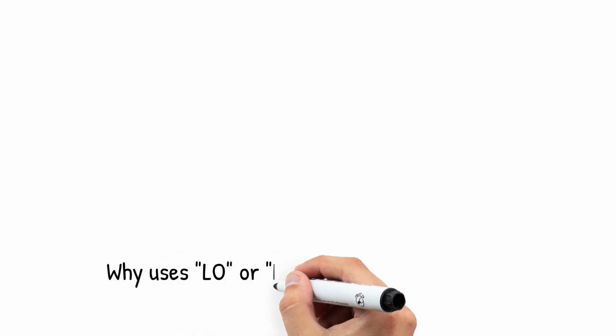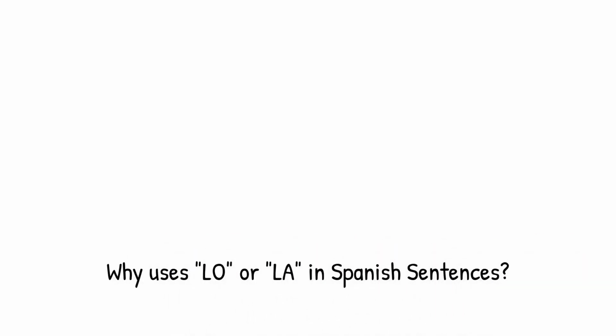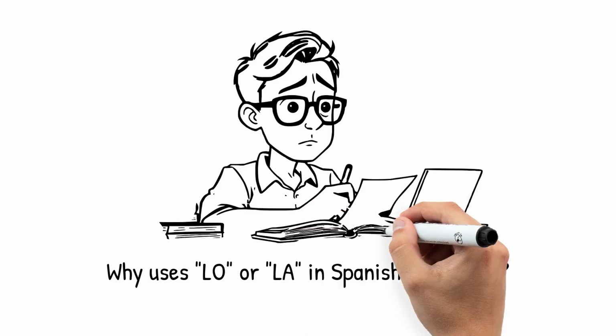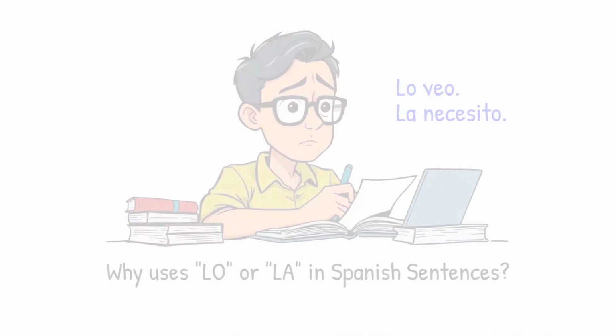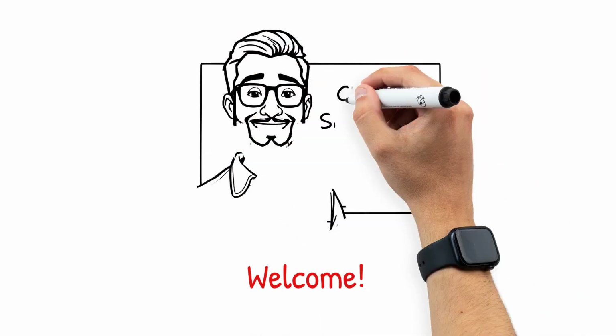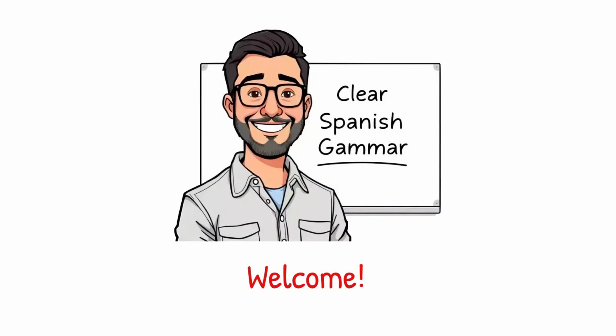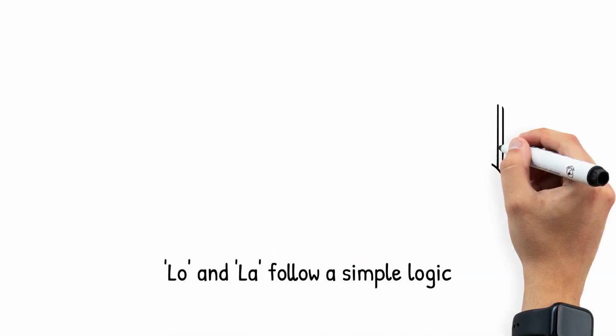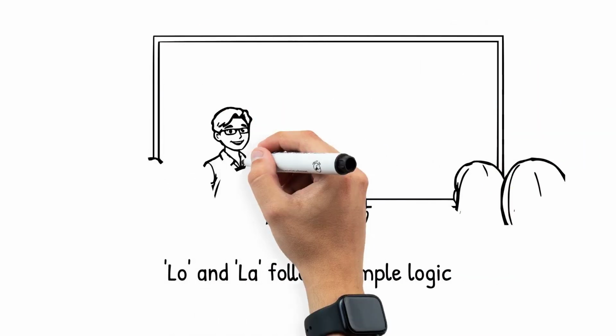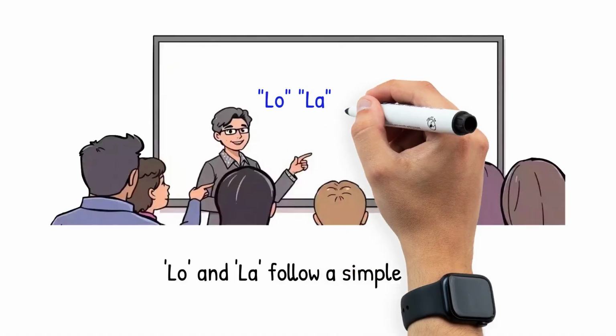If you see Spanish sentences like lo veo, la necesito, and your brain immediately asks, wait, why lo? Why la? You're not alone. I'm Andres, and in Clear Spanish Grammar, I help beginners understand Spanish with simple patterns, not confusing grammar tables. But here's the good news. Lo and la are not random. There is one simple question that helps you choose the right one.